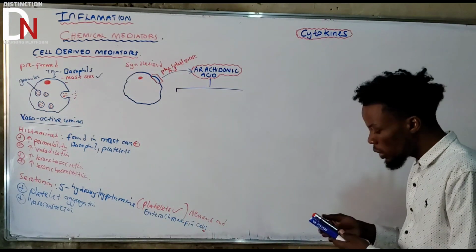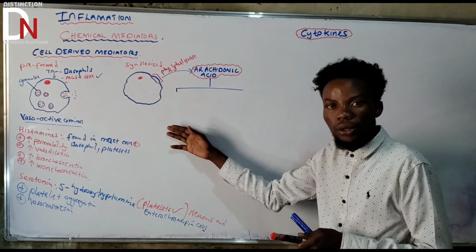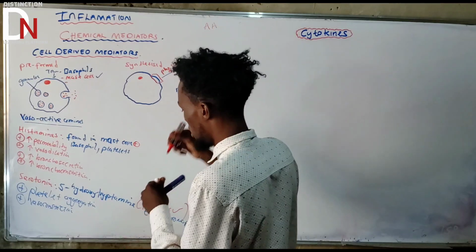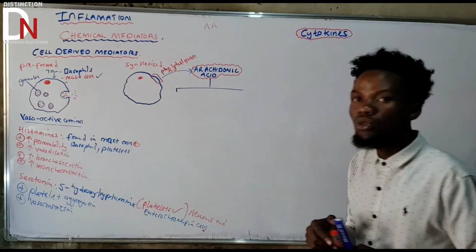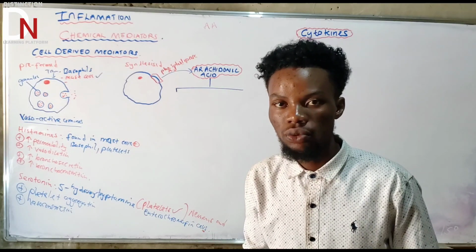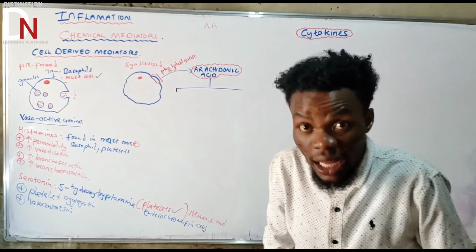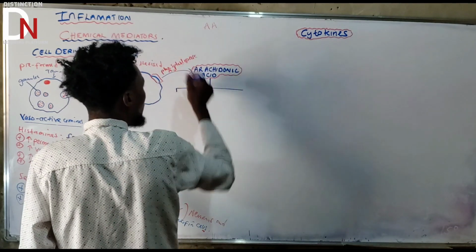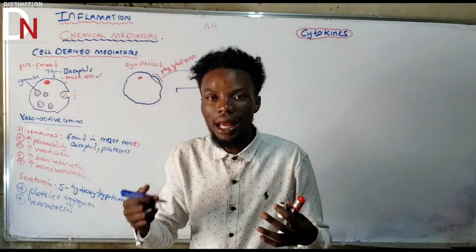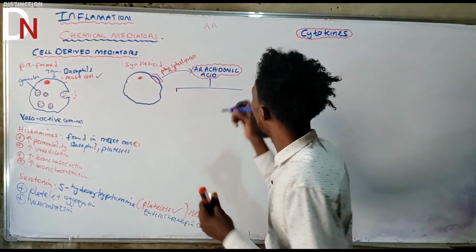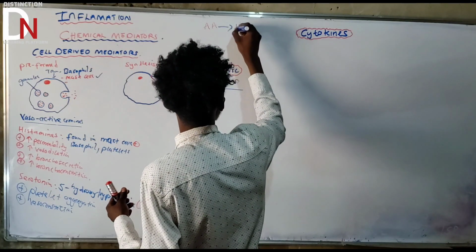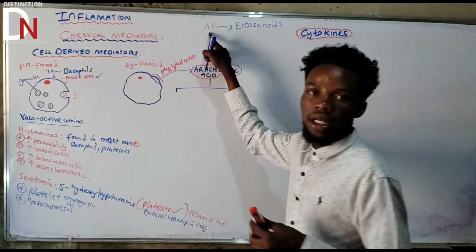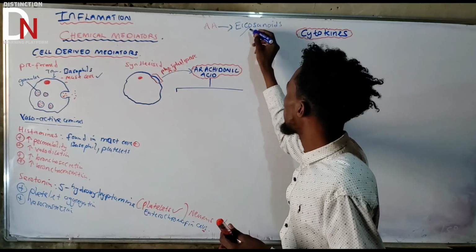Now, arachidonic acid, you need to understand something before we go into the details. Arachidonic acid has what we call products. The products of arachidonic acid are called arachidonic acid metabolites, or the other term they use, eicosanoids. So before we go any further, we need to know what comes out of arachidonic acid, for the overview. We call them eicosanoids, or arachidonic acid metabolites.